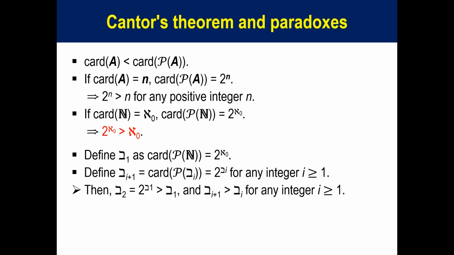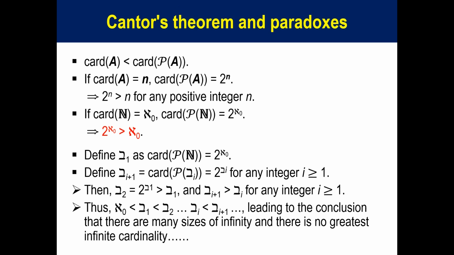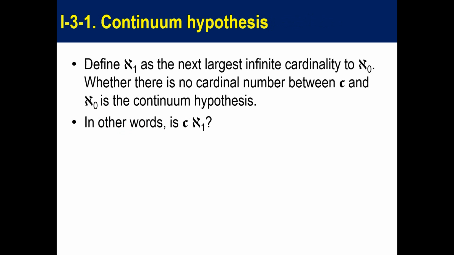then beth 2 is larger than beth 1, and beth i plus 1 is larger than beth i. Thus, Aleph null is smaller than beth 1 is smaller than beth 2, dot dot dot, leading to the conclusion that there are many sizes of infinity and there is no greatest infinite cardinality. The continuum hypothesis is whether there is no cardinal number between C and Aleph null. The next video from PBS will explain the conundrum in the proof.